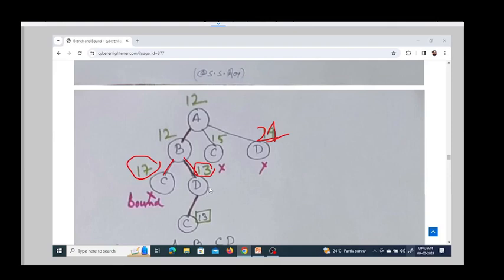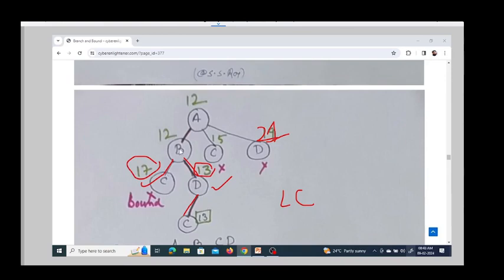Now from D, where can it go again? D to C it can also go, right? So you have to calculate D to C also. Among these two nodes, which node will be expanded? D will be expanded because this is least cost branch and bound. Out of 17 and 13, 13 is the minimum, so this will be expanded.